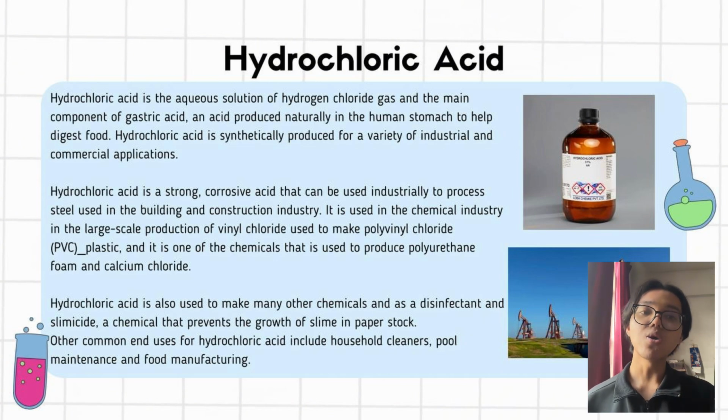Hydrochloric acid is also used to make many other chemicals, as a disinfectant, and in salicylic acid, a chemical that prevents the growth of slime in paper stock. Other common end uses for hydrochloric acid include household cleaners, pool maintenance, and food manufacturing.